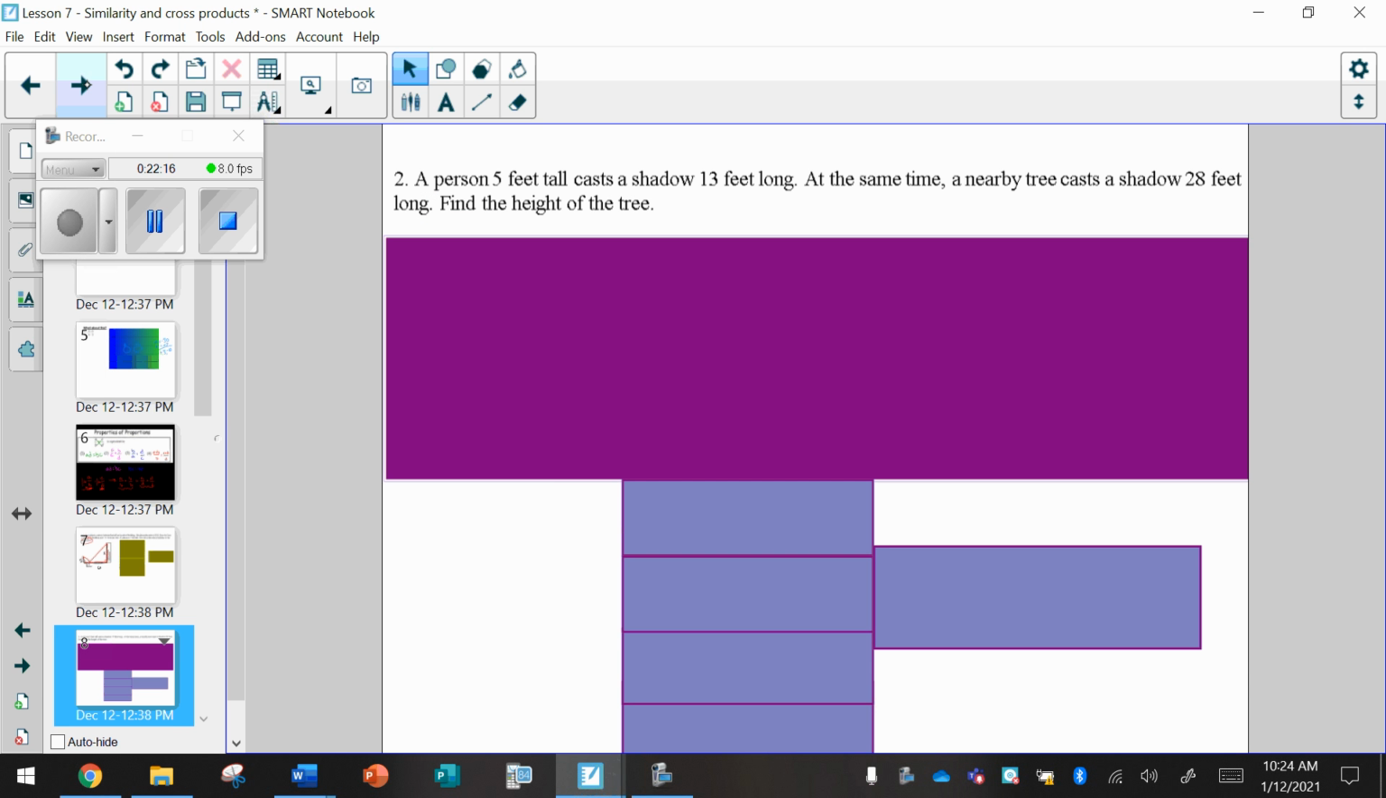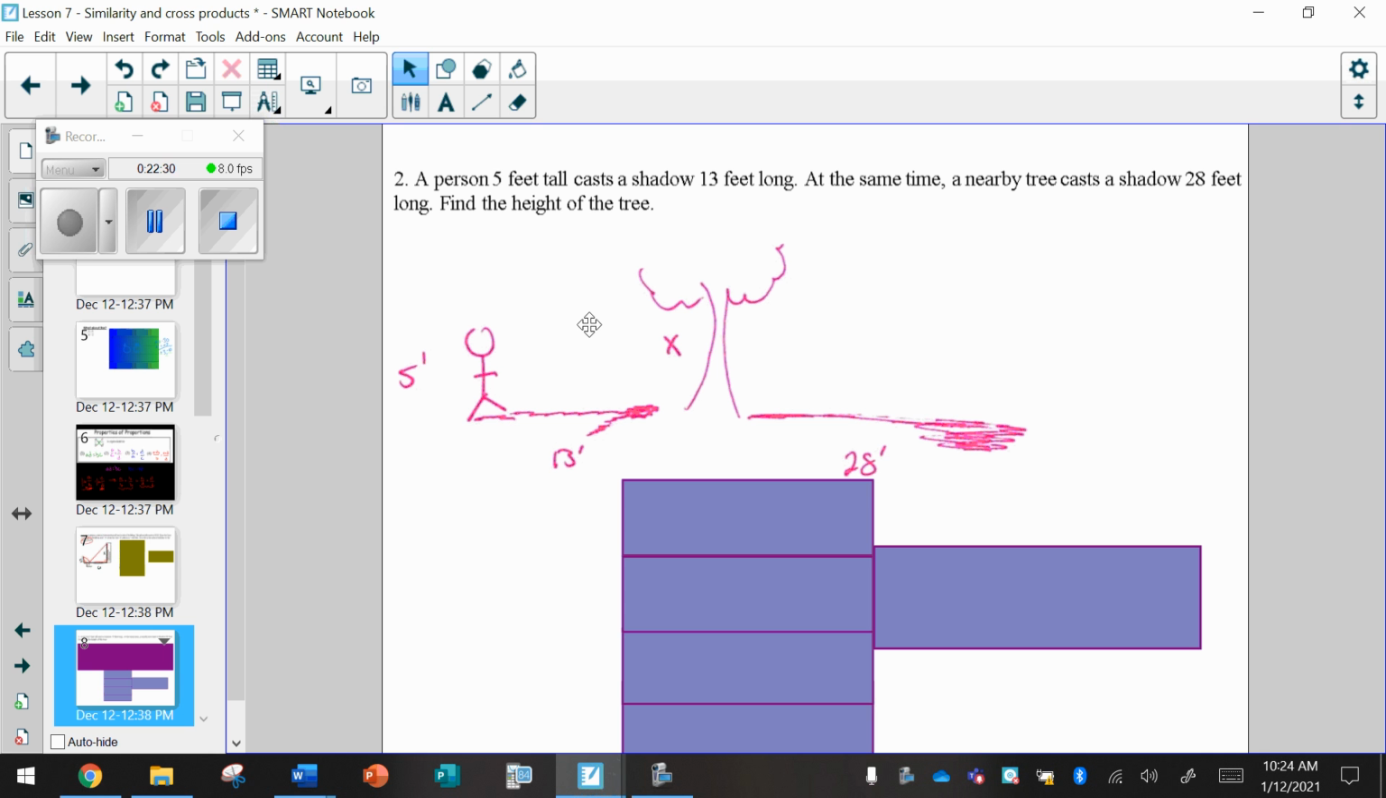All right, a person 5 feet tall casts a shadow 13 feet long. At the same time, a nearby tree casts a shadow that's 28 feet long. Find the height of the tree. Sometimes what helps with this is to draw yourself a diagram. Now your diagram doesn't have to be as amazing as mine. It can be simple and basic as long as you can visualize where the numbers go and how they relate to each other. So a person 5 feet tall has a 13-foot shadow.